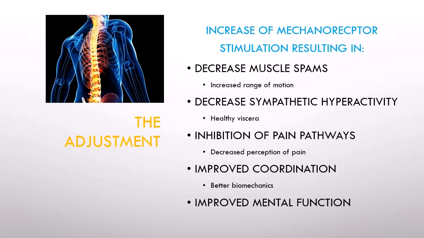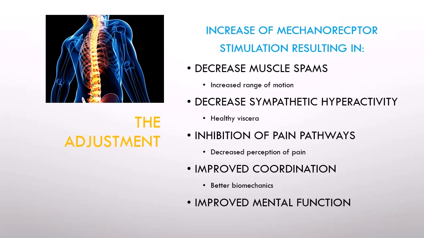So the adjustment, or putting motion back in the joint, or whatever your definition is of how you heal the patient, will increase mechanoreceptor stimulation. And we said how important that is because, number one, that'll decrease muscle spasms, which will increase range of motion. It'll decrease that sympathetic hyperactivity, which will result in a healthy viscera because the viscera is now going to get oxygen because there's not going to be vasoconstriction going to it.